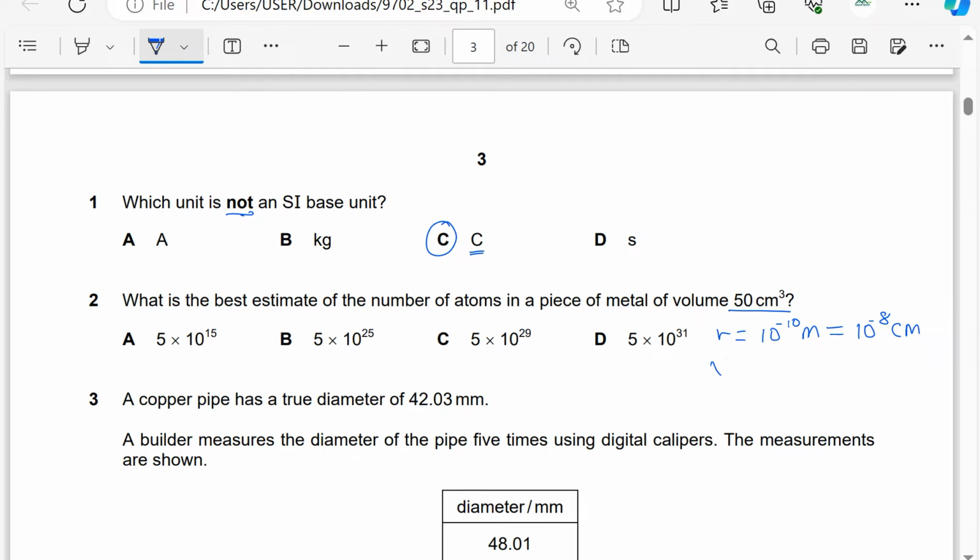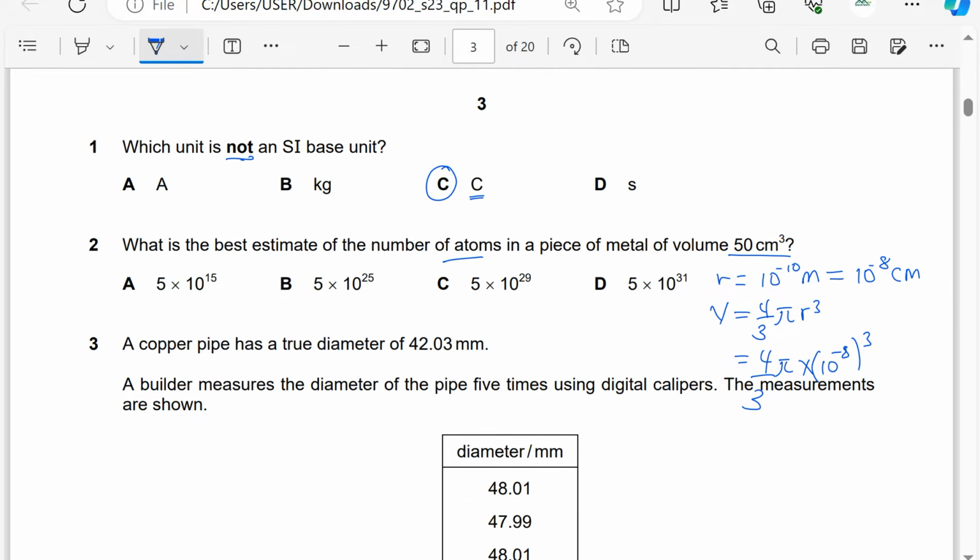So we know that if we assume that the atoms are spherical, the volume of a sphere is 4/3 pi r cubed. So I will simply substitute to find the volume. So this is going to be 4 divided by 3 pi, then where there is r, the radius is 10 power minus 8, but this is raised to power 3. Okay, so that is going to be the volume.